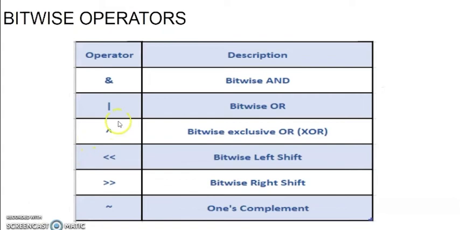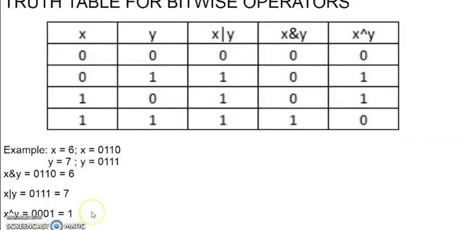Bitwise operators. There are various bitwise operations like bitwise AND, bitwise OR, XOR, etc. So this is the truth table for bitwise operators. Bitwise AND gives the value 1 when both the values are 1. Otherwise it gives the output as 0. Bitwise OR gives value 1 when either of the values is 1, or at least one of the values is 1. Otherwise, when both the values are 0, it gives the output 0.